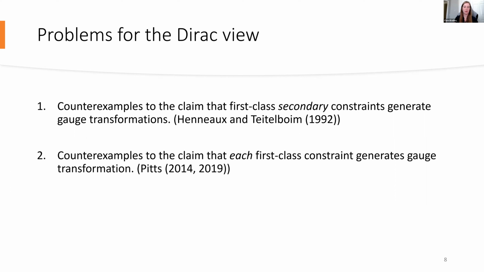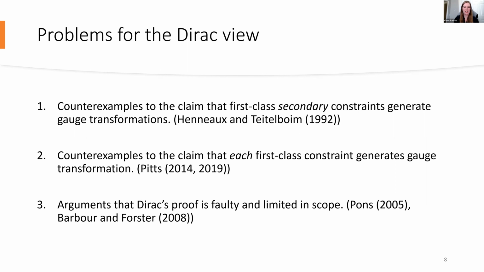Second, there have been counterexamples to the claim that not only the secondary first-class constraints, but that each first-class constraint generates a gauge transformation. And finally, there have been arguments that Dirac's proof of the gauge transformations is faulty and limited in scope in various ways.